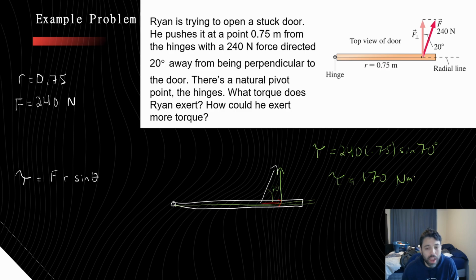Okay, how could Ryan apply more torque? Well, push perpendicular to the door. Don't push at an angle, or go further from the edge of the door, or push harder, right? Those are the things you could do. Push harder, push at a better angle, push exactly perpendicular to the door instead of 20 degrees off being perpendicular, or move to the very edge of the door. Either way, you're going to get more torque. All right. Hope that makes sense. Watch this again if you need to understand what I'm talking about. It's very important to find the right angle.